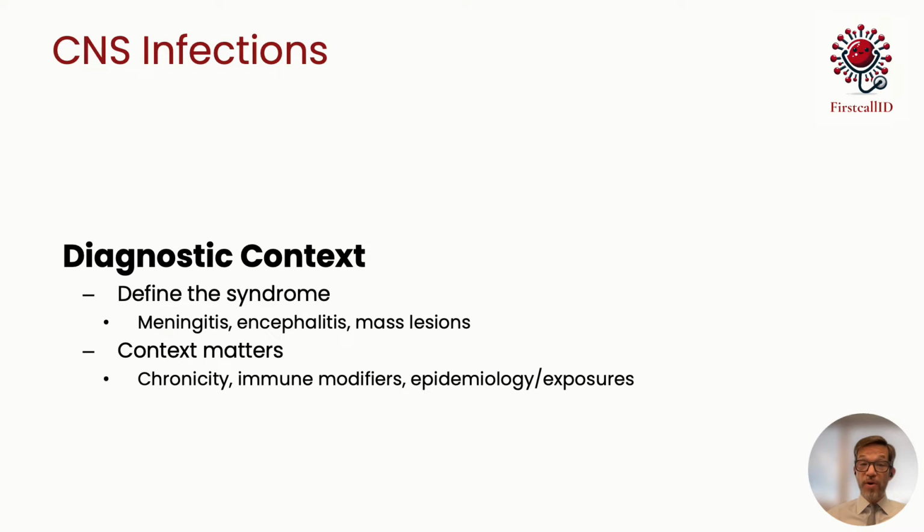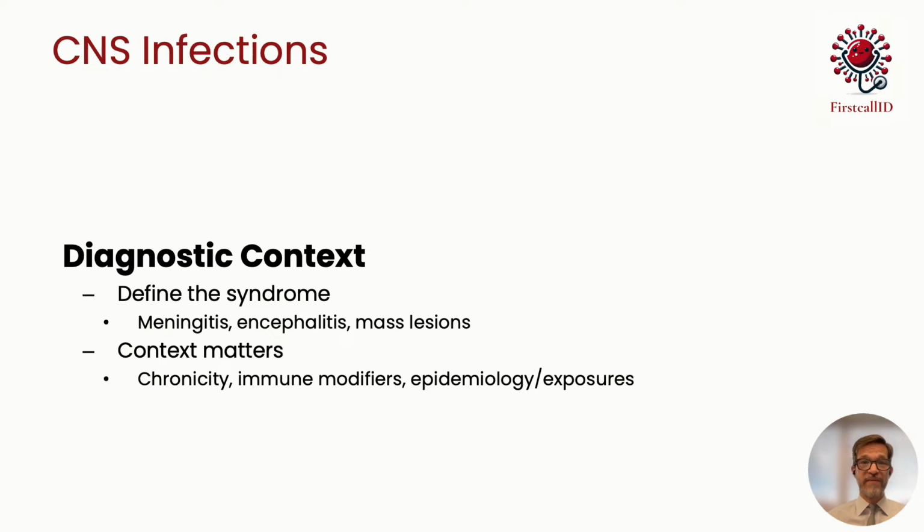Now, one of the most important parts of this talk, and something I've said before, is the essential need to define the syndrome. So what is the patient actually presenting with? Because when you're able to define the syndrome, it can allow us to work on a differential diagnosis and come up with some empiric therapy options. So is this patient presenting with meningitis, encephalitis, or a mass lesion or potential brain abscess? And there is occasionally some overlap between these, and so it's somewhat arbitrary to separate them, but it's important to think about what the primary problem is.